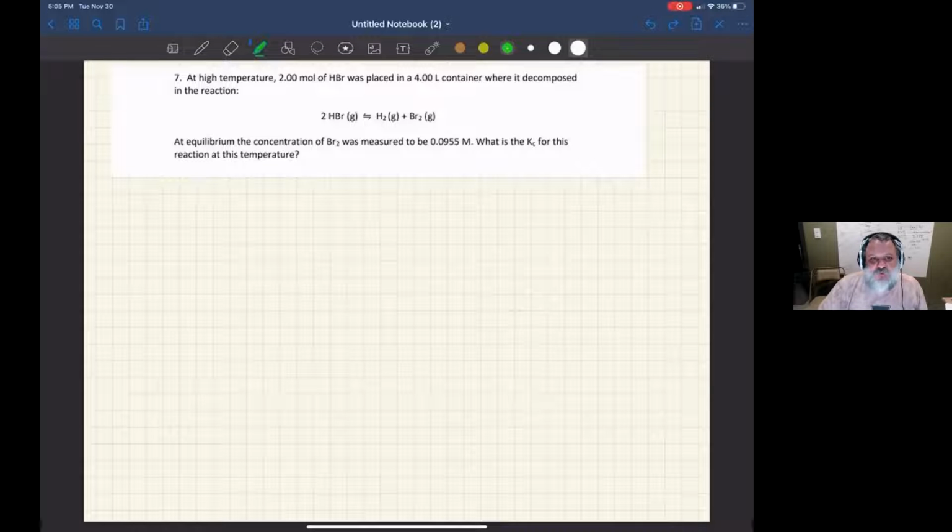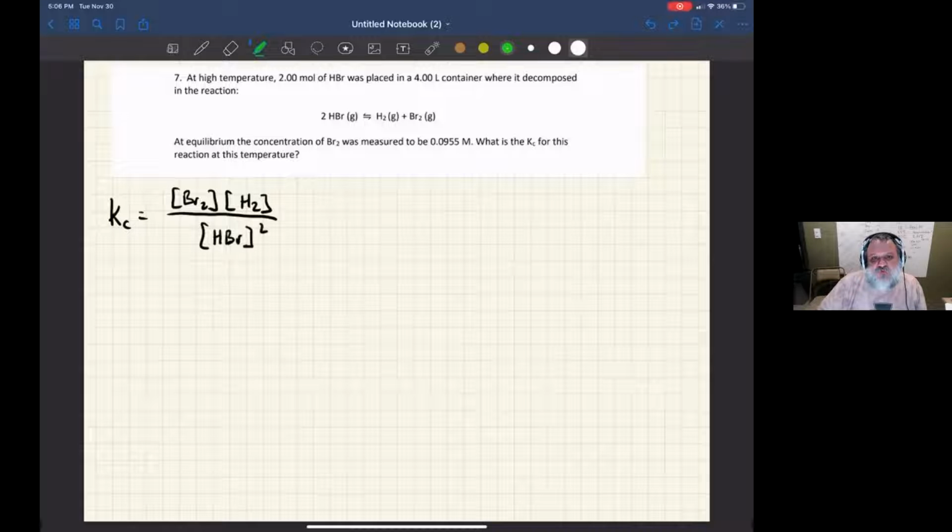Now it's saying I'm going to put this number of moles of HBr in a 4-liter container. I'm going to decompose it according to the following equilibrium. When the equilibrium is established, I'm telling you exactly what the concentration of Br2 is. We'll use that in a second. So let's start off first with writing down the equilibrium expression. And don't forget, that's going to be the concentration of products raised to their stoichiometric coefficient divided by the concentration of the reactants raised to their stoichiometric coefficient. So here we go: Br2 times H2 divided by HBr squared.